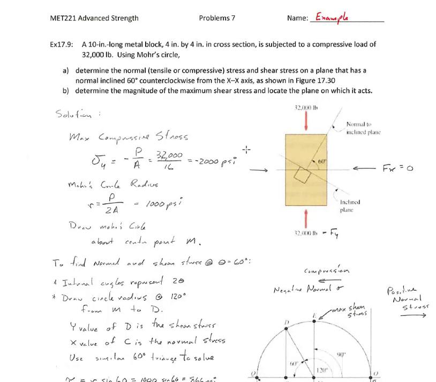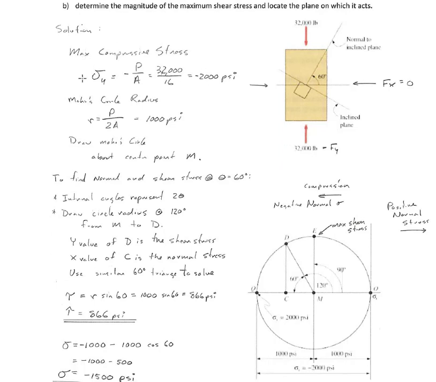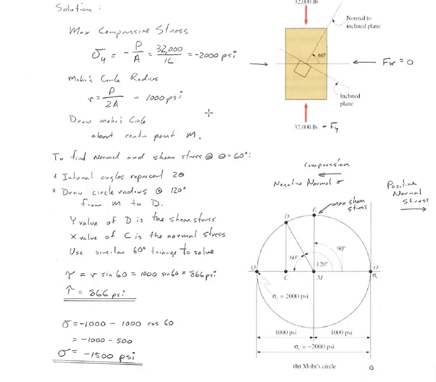Okay, so here's our solution. First of all, we have to find what the maximum compressive stress is. So our sigma y equals negative P over A, just 2,000 psi compression. The radius of the Mohr's circle, in this case, since there's no forces in the x direction, equals 1,000 psi, P over 2A. So here's our Mohr's circle right here. Our maximum stress is this sigma y right here, which is 2,000 psi negative.